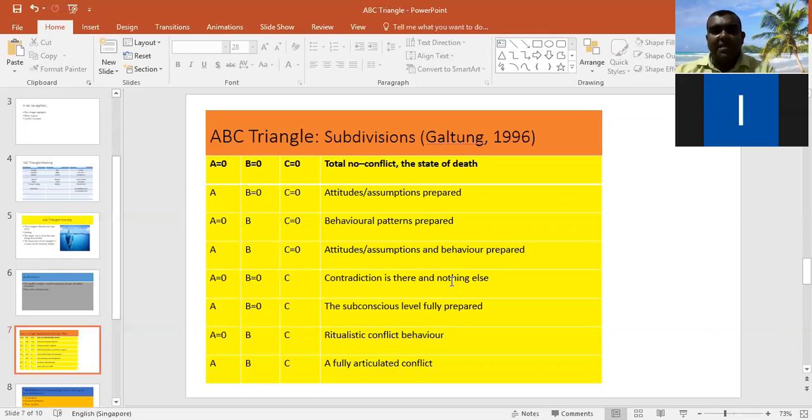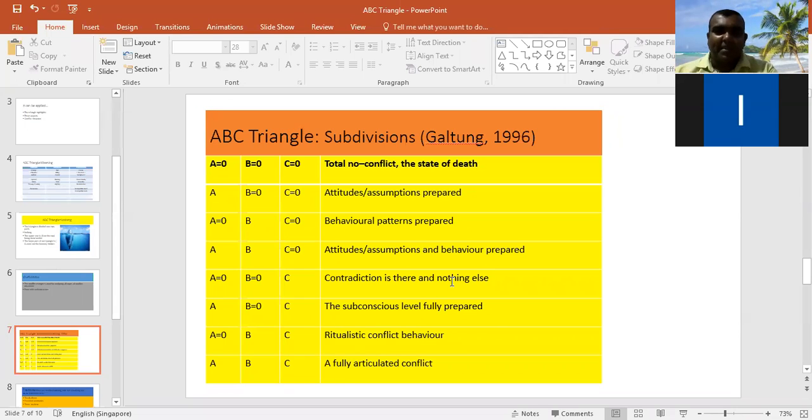A0, B0, C0, right? Then what is the result according to Galtung? There's no conflict. Then A positive, B0, C0: it means attitude is there, but there's no behavior part and no contradiction part, right? Then attitudes and assumptions are there, but they are preparing. They are melting with each other, right? Actually, they are boiling inside our mind, right?